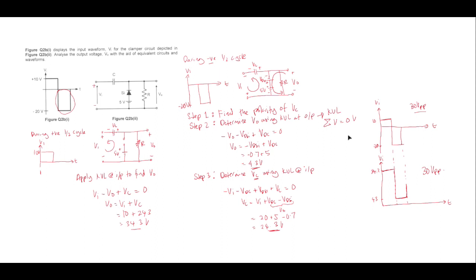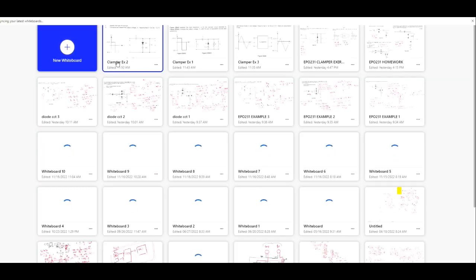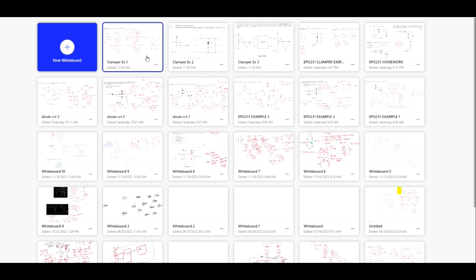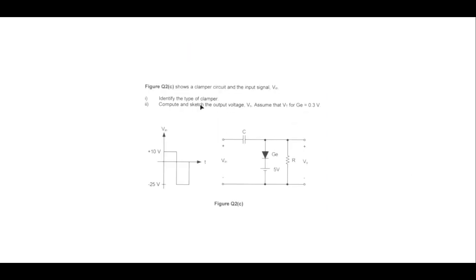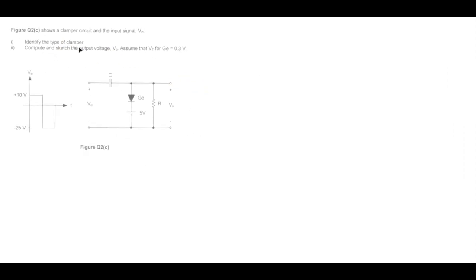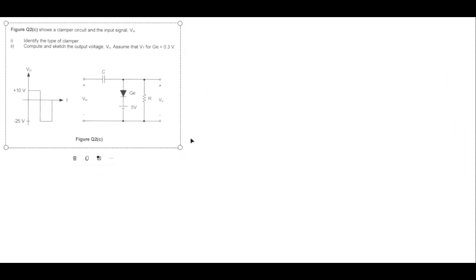Okay, let's move to the next question, for the negative clamper. Figure Q2C shows a clamper circuit and the input signal V in. Identify the type of clamper. Compute and sketch the output voltage V out. Assume that Vt for germanium is 0.3 volt.